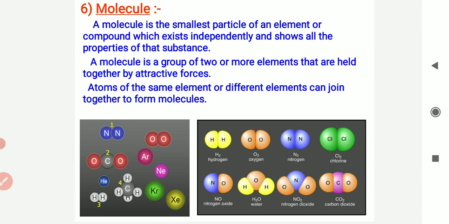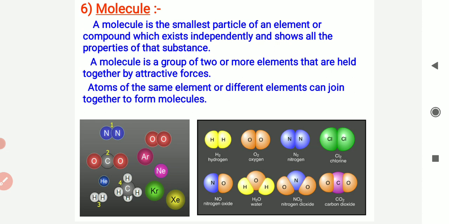It is the smallest particle of what? An element, or you can also say a compound, which exists freely, independently, and shows all the properties of that substance. It means they have similar properties to that substance. Now let us see more.